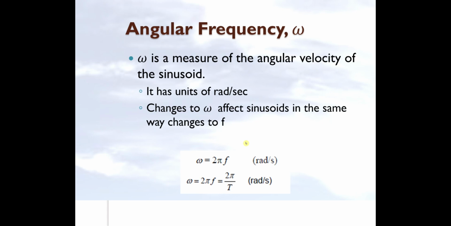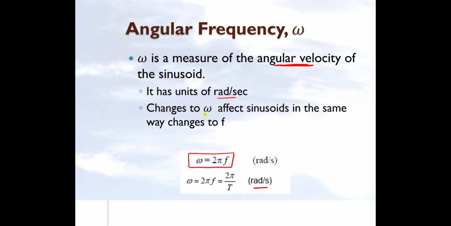So a related definition is the angular frequency. The frequency tells us how many cycles per second. The angular frequency, you can think of it as the speed of your angle, so the angular velocity of your sinusoid. It has units of rad per second, and it is defined as 2 pi times f. And we can replace f by 1/T, so omega is equal to 2 pi over T, and again it has units of rad per second.